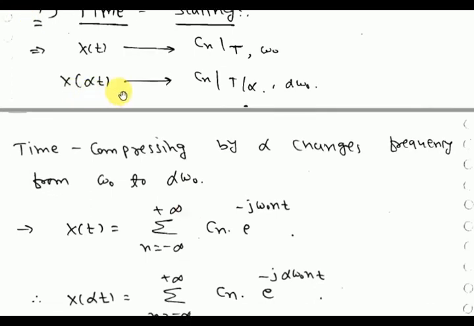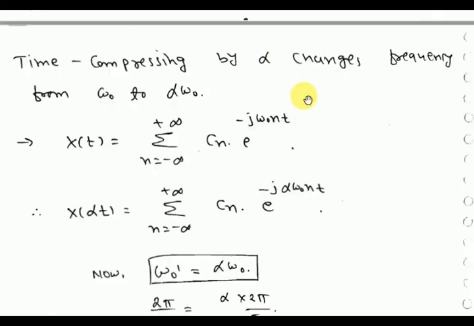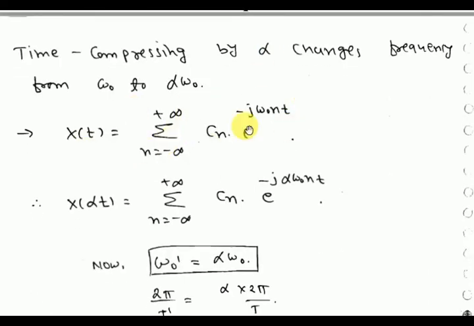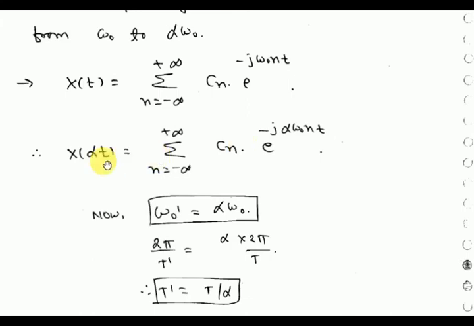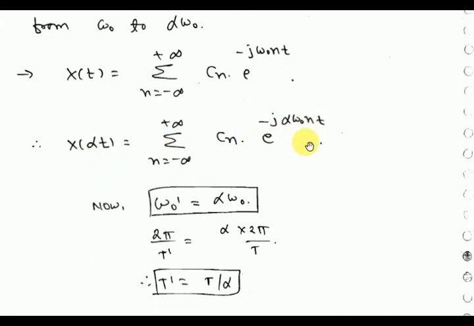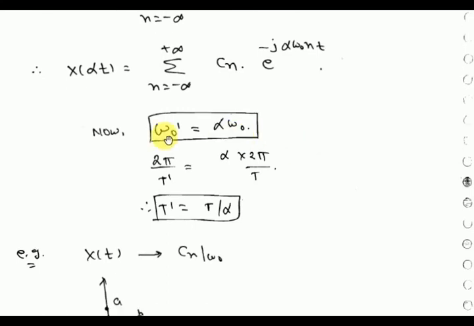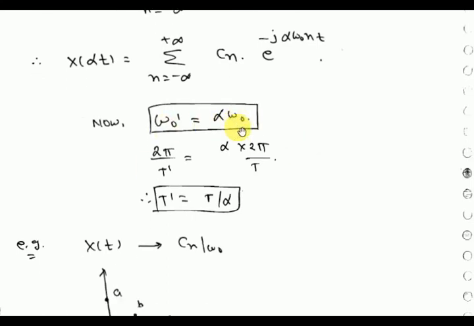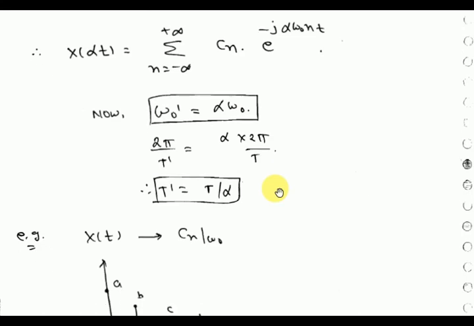Means x of alpha t will have the same Fourier series coefficient, only fundamental frequency and time period will be changed, so T becomes T by alpha and omega naught becomes alpha omega naught. You can prove it here. x of t is like in this form, put t equal to alpha t, so the fundamental frequency omega naught dash equals alpha omega naught, so T dash will be T by alpha.